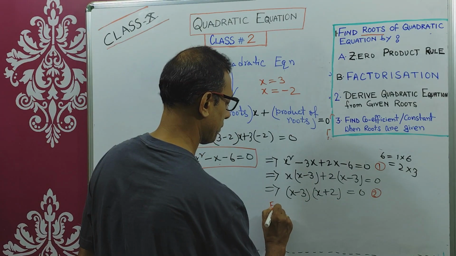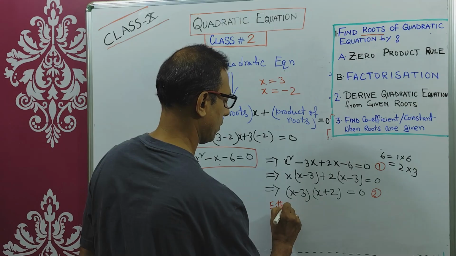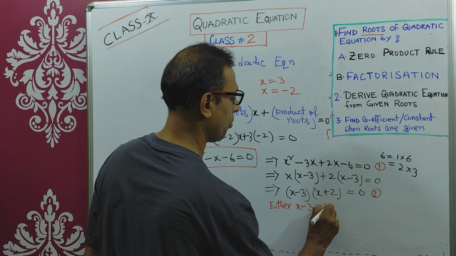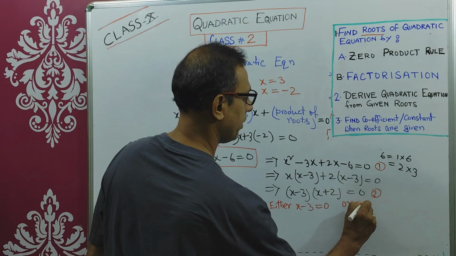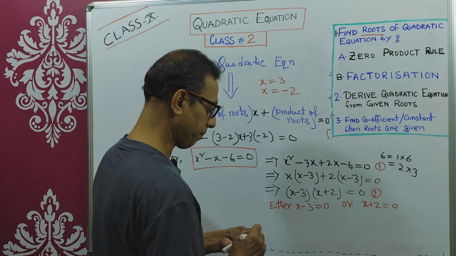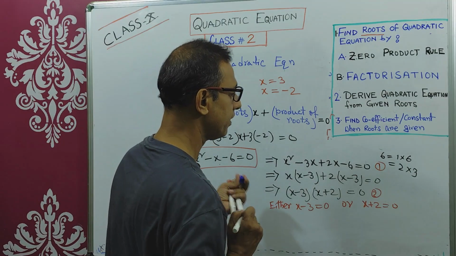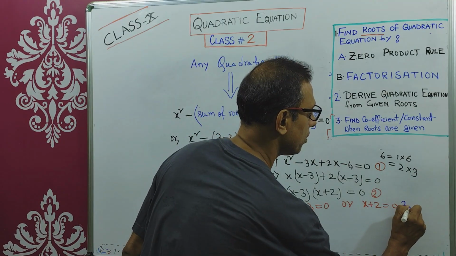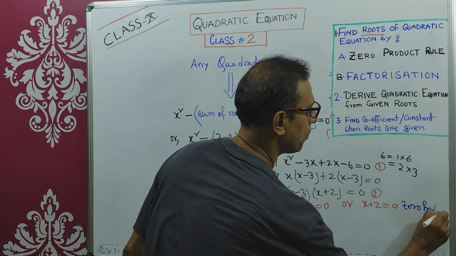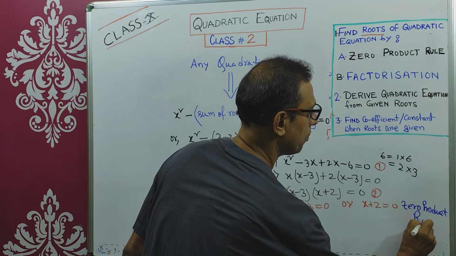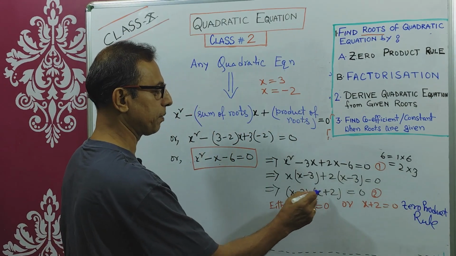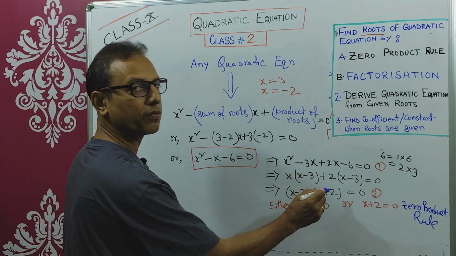Either x minus 3 equals to 0 or x plus 2 equals to 0. What are you applying? You are applying here the zero product rule. Because the multiplication of two expressions is 0, at least one of them will be 0.